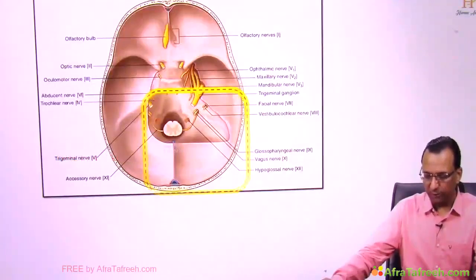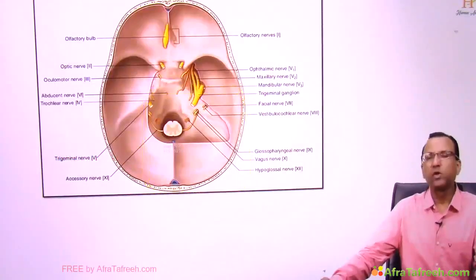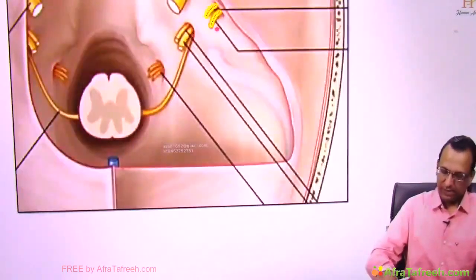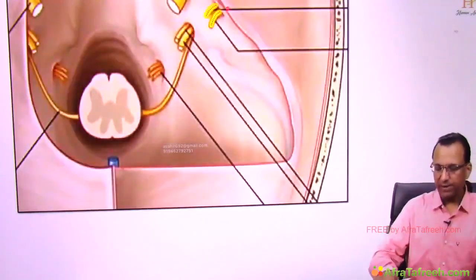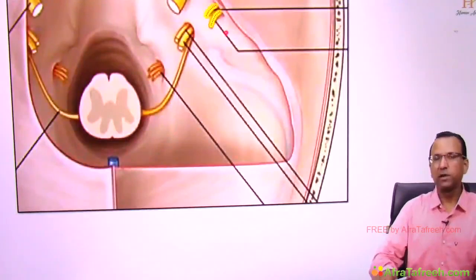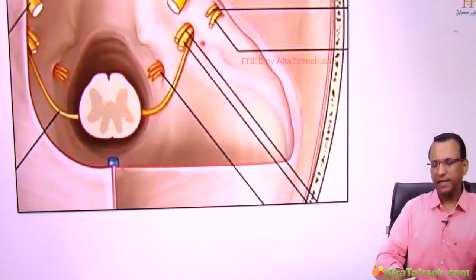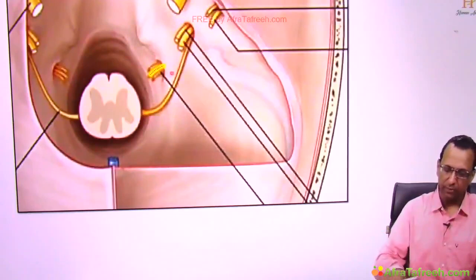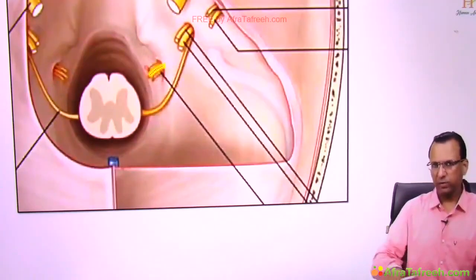What about the posterior cranial fossa? We have discussed it. Now nerves 7 and 8 pass through the internal auditory meatus. And nerves 9, 10, 11 pass through the jugular foramen. And where is the 12th nerve? The 12th nerve is not here. The 12th nerve is the hypoglossal nerve, in the hypoglossal canal.